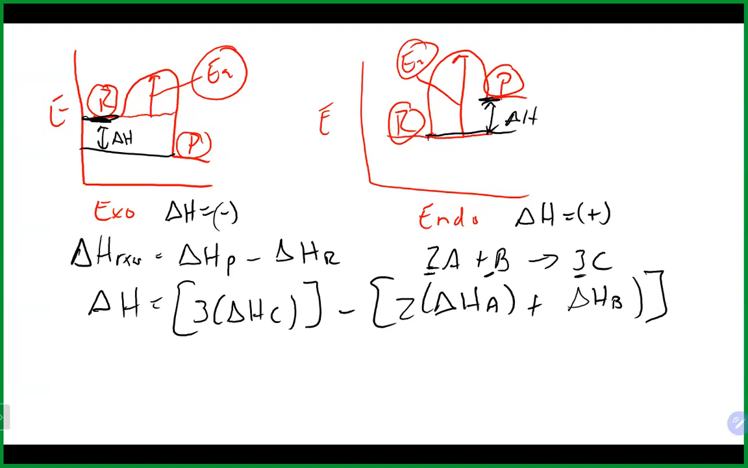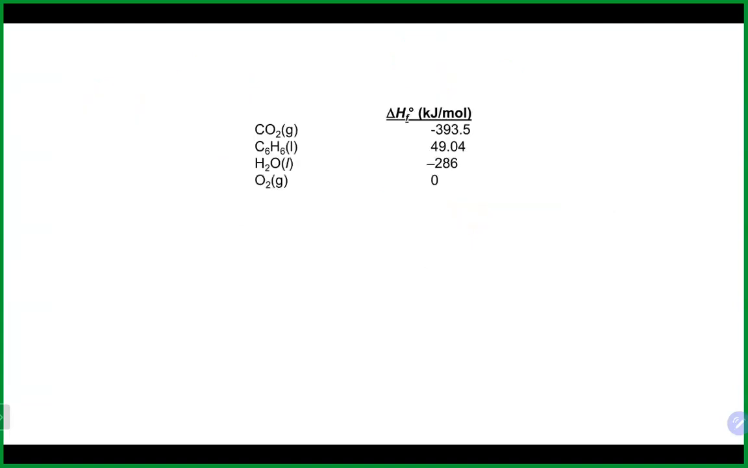Okay, so we did one example at the end there. I think we got one more, so why don't we do this one? Calculate the delta H for this reaction using the values that you would find in a table here.